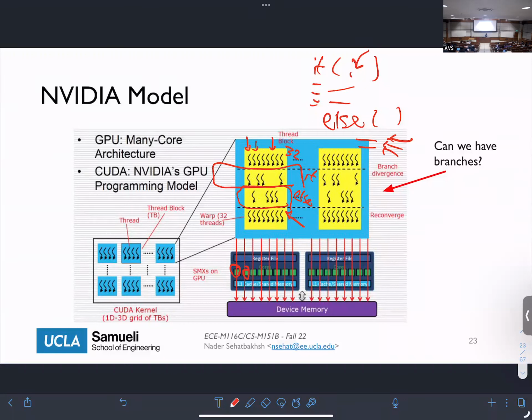This branch divergence is a big challenge in GPU systems, because obviously it means that we cannot have the maximum parallelization that we want. To fix that, we need to either remove the branches altogether, or there is a whole bunch of research on proper scheduling and so on. But keep in mind that you can have branches and control flow, but what will happen is that you're going to have divergence. Any questions?